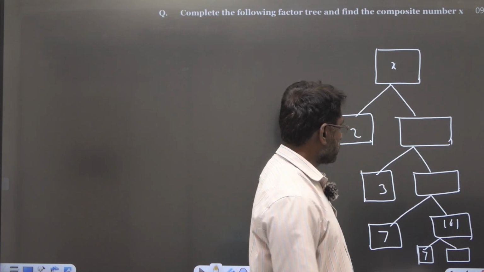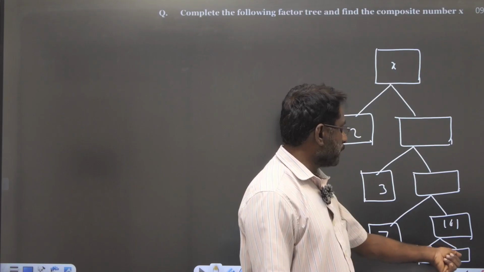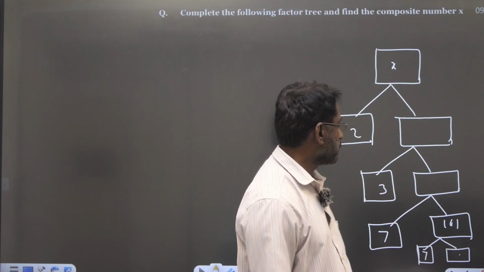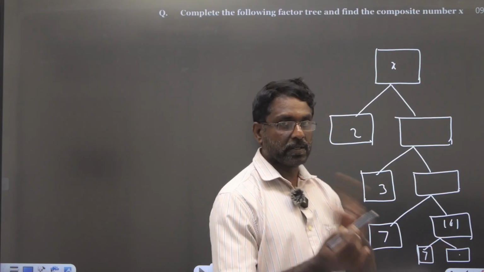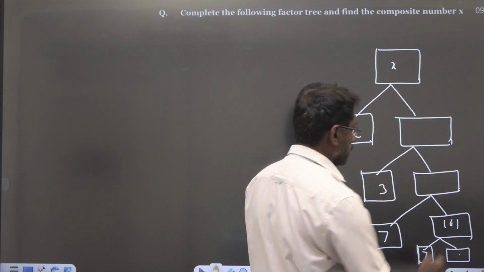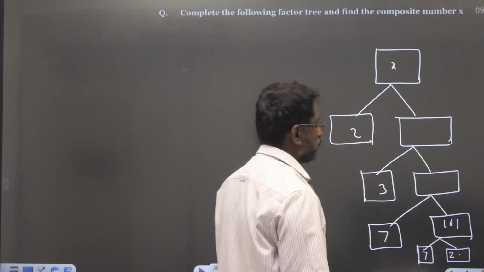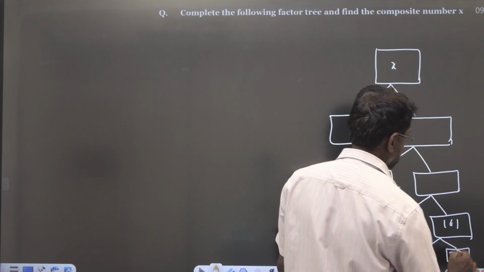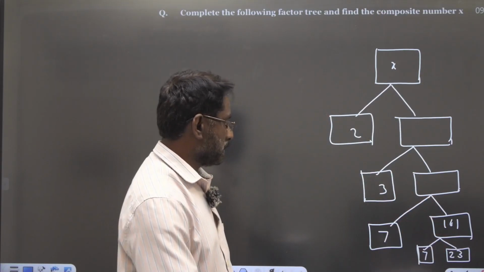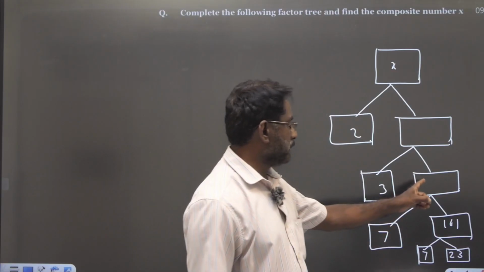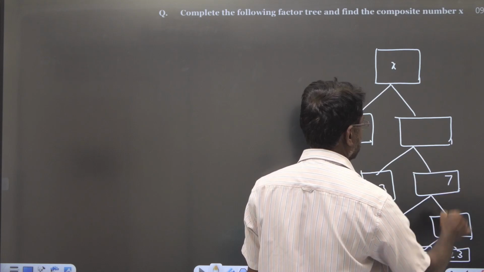Actually, we can start with the bottom level. 161 is the product of 7 and this box. Then what will this box be? 161 by 7. So 7 times 2 is 14, 21 is 3 times, so 7 into 23 is 161. Then what will this box be? 7 into 161.